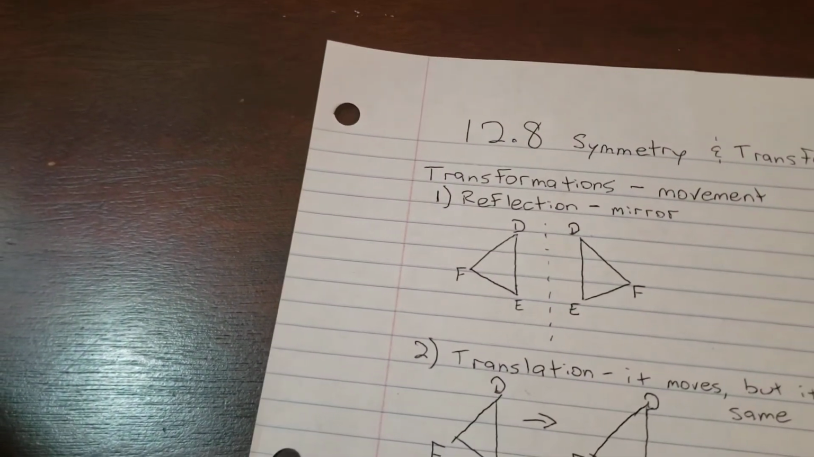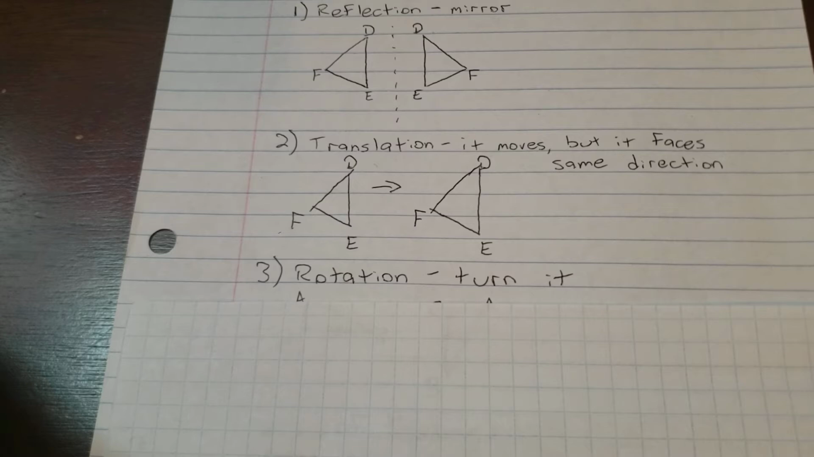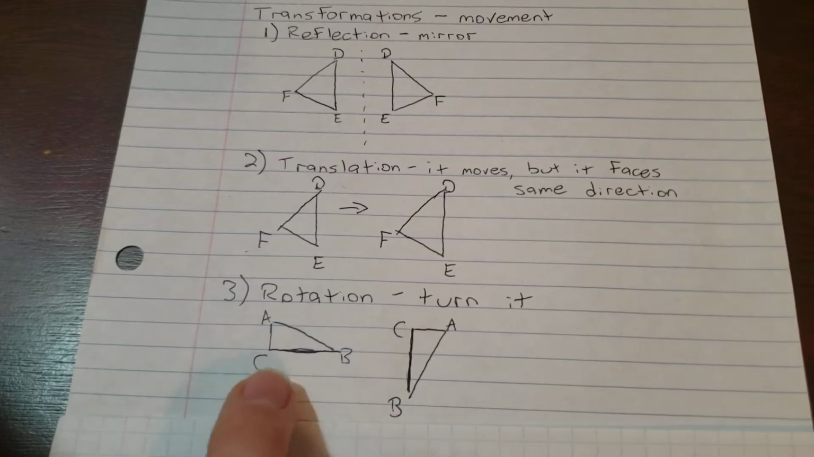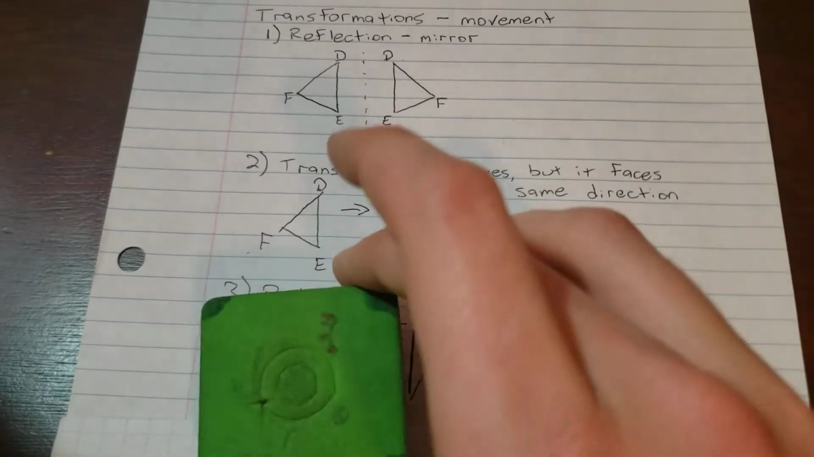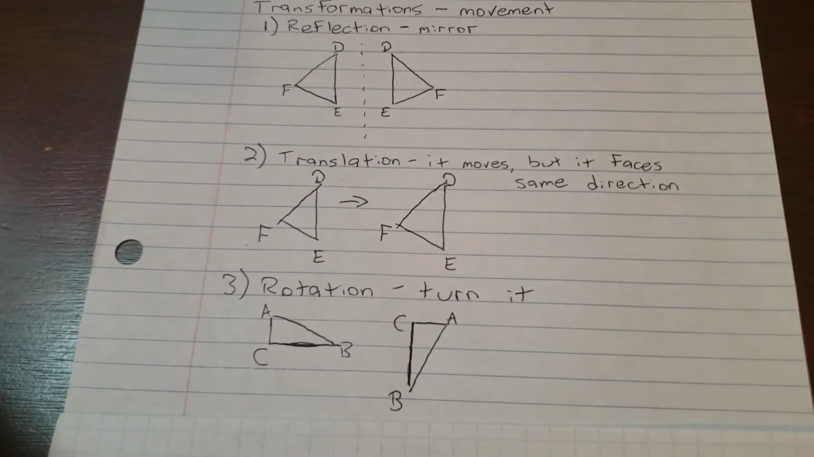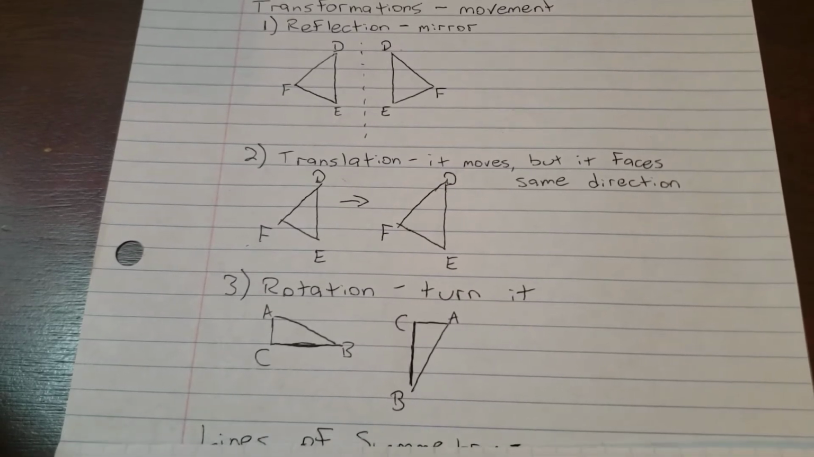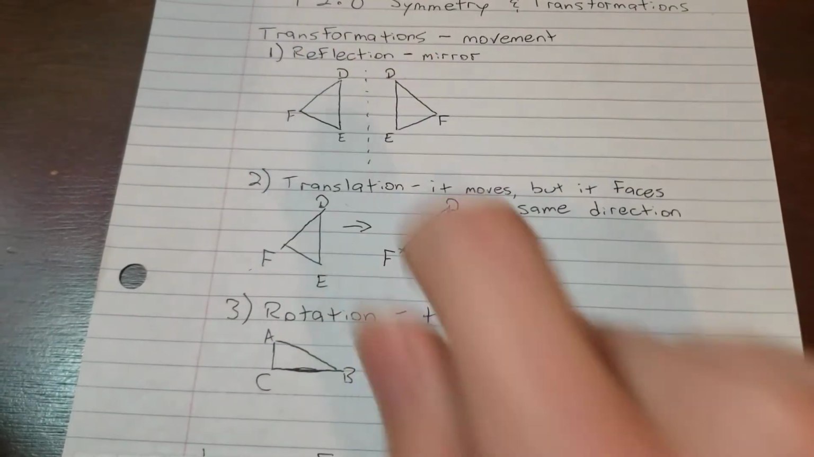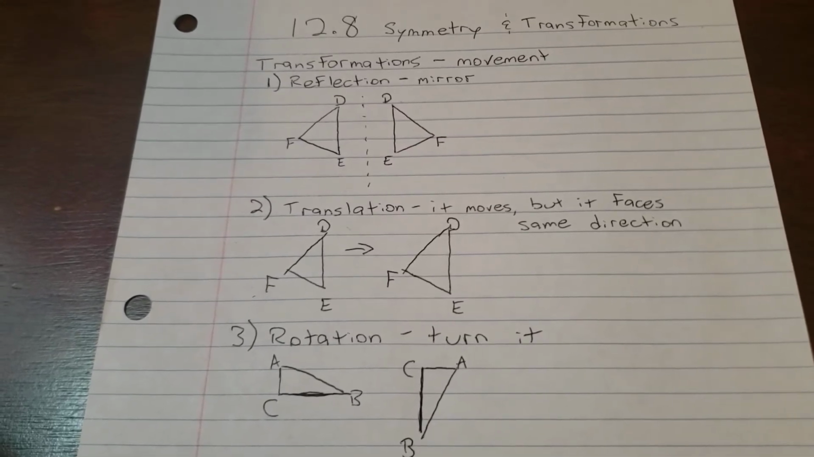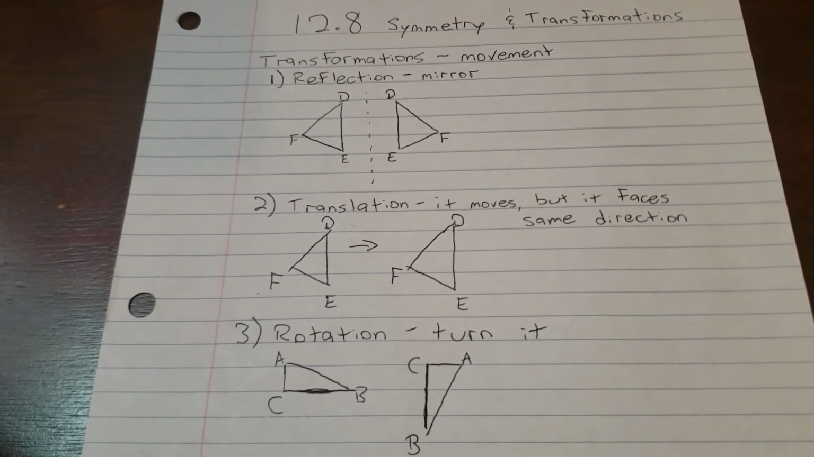Another transformation is a rotation. This is where you turn it. We've seen this a lot when we're talking about similarities or proportions, where I've got ABC here, and I'm literally just turning it like that, but it's still in the same order. It's the same shape. It's just now in a different direction. So those are my transformations, those three transformations: reflection, translation, and rotation.